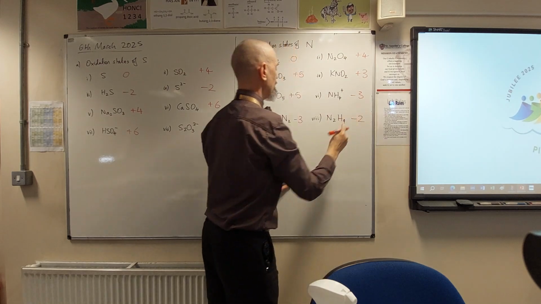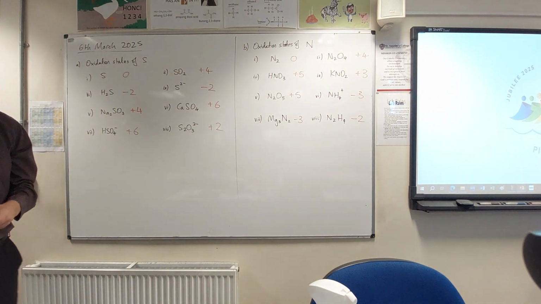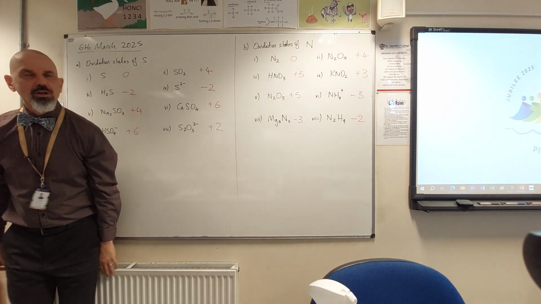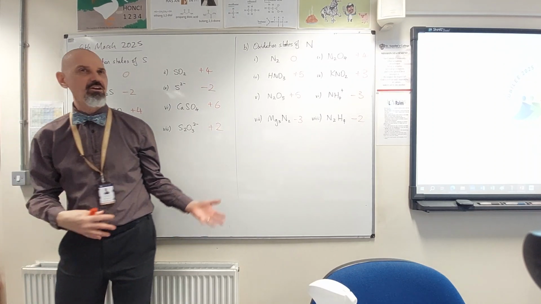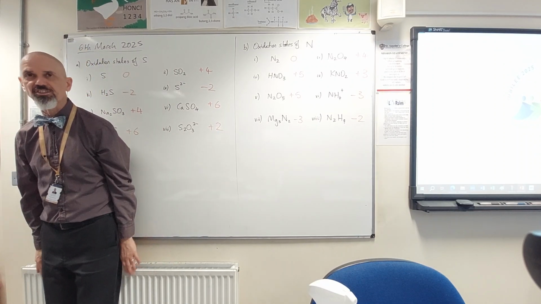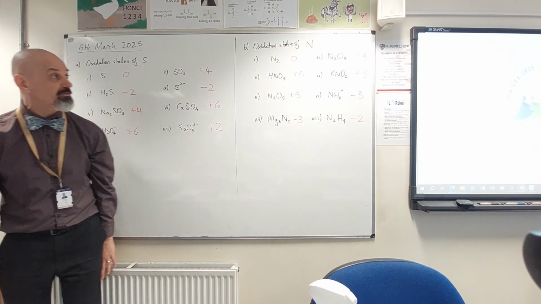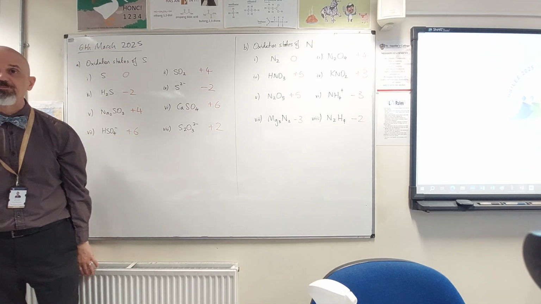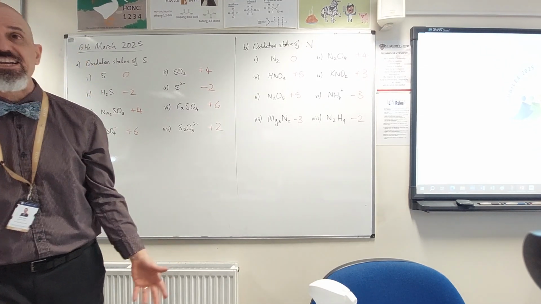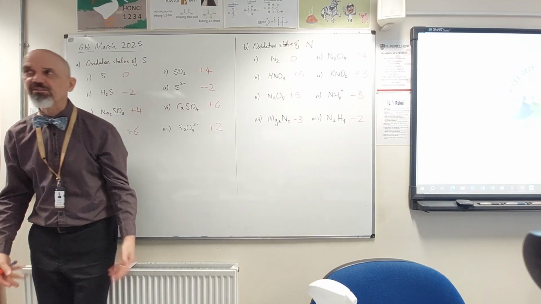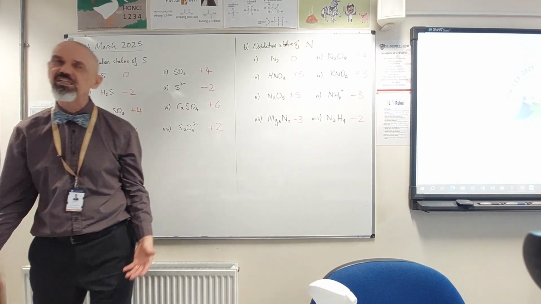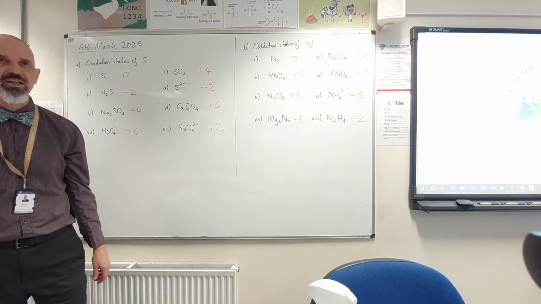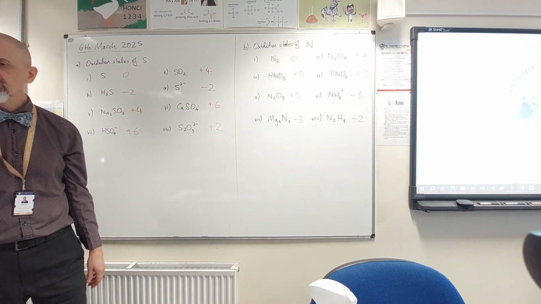N2H4. Okay. So again, you get used to which elements often are oxidized and reduced, and nitrogen and sulfur are good examples of elements that can change their oxidation state readily. So if you're searching in a reaction for something which is being oxidized and reduced, nitrogen or sulfur might be a good place to start.